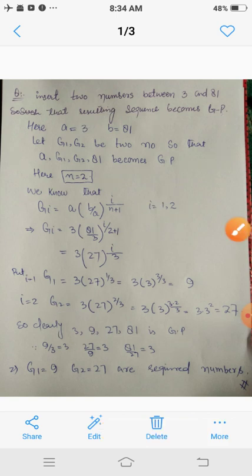Inshallah, in tomorrow's video lecture we will discuss the relation between the geometric mean and the arithmetic mean.